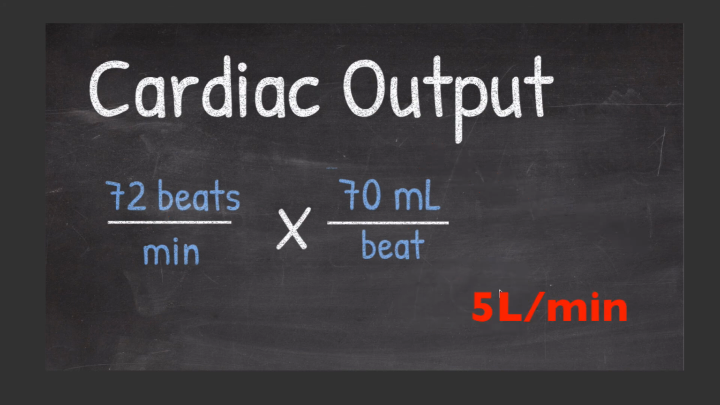The cardiac output from the left ventricle at 5 liters per minute is the same as the volume of blood in our body. So we are pumping out our whole volume of blood in our body from the left ventricle over the course of 1 minute. That is cardiac output. In the next video, we'll talk about how cardiac output can be modified.